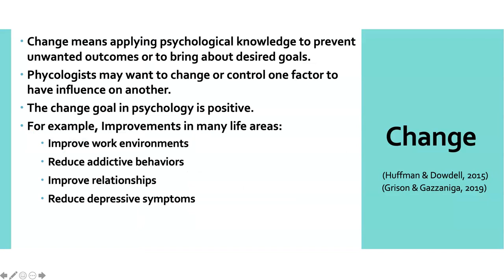The final and fourth goal in psychology is to change, control, or modify behaviors which may be harmful, ineffective, or interferes with life functioning. Psychologists may want to control or change one factor in order to have an influence on another. Now, don't let the word control disturb you. Psychologists are not out to control your mind. The change goal in psychology is actually positive.